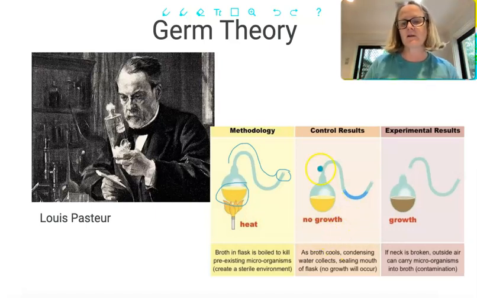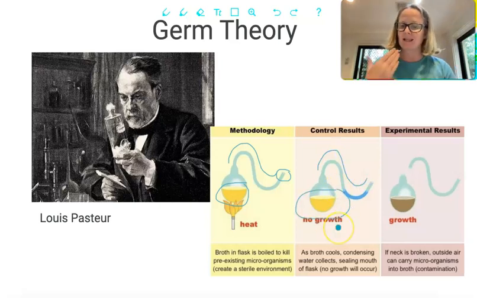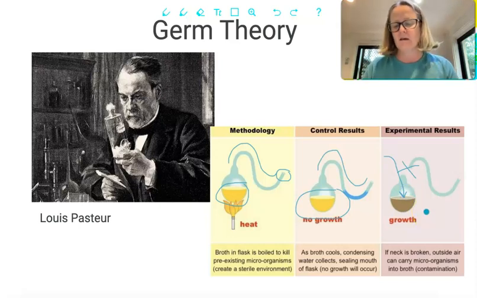And then he showed that so long as the swan neck was intact, no growth occurred. The broth stayed clear and there was no development of bacteria or any decomposition. It didn't go off, it stayed perfectly clear and golden, and no growth happened. However, as soon as you broke off the neck and exposed the flask to bacteria from the air, if they entered the broth, then it would quickly go bad. So that was his experiment, showing that spontaneous generation does not happen. You have to have microbes there already for more microbes to grow.